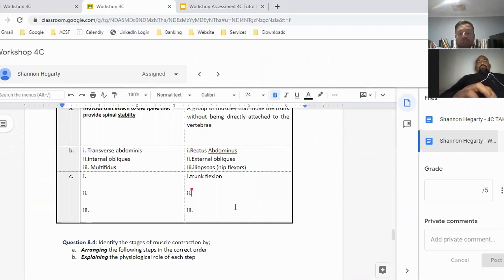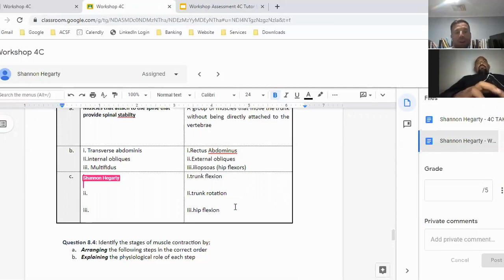Rotation. Yeah, trunk rotation. And then hip flexors, hip flexion. And that's part of the trunk because that's things like leg raises and that helps to tuck the pelvis underneath and all that sort of stuff.